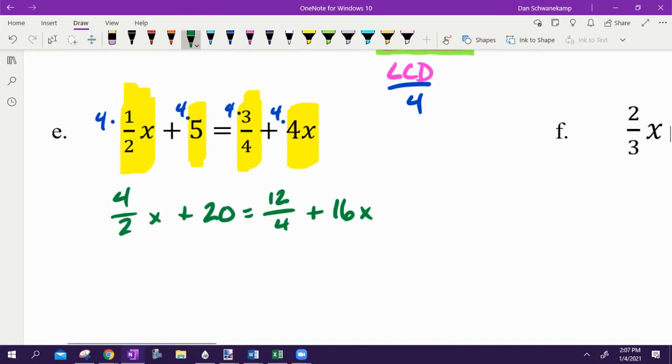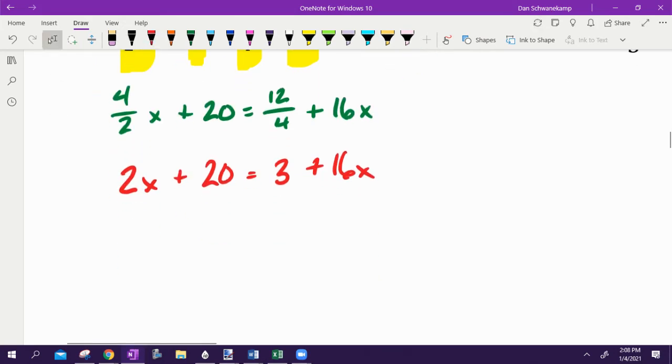And that might not seem like I made it any easier, but I did. Because by multiplying by the LCD, now I can reduce and get rid of these fractions. So for example, 4 divided by 2, that's just 2x. There's no longer a fraction here in this first part. And 4 times 5, that's already 20. 12 divided by 4, that's 3. There's no longer a fraction here. Plus 16x. By multiplying everything by the LCD, I got rid of fractions.